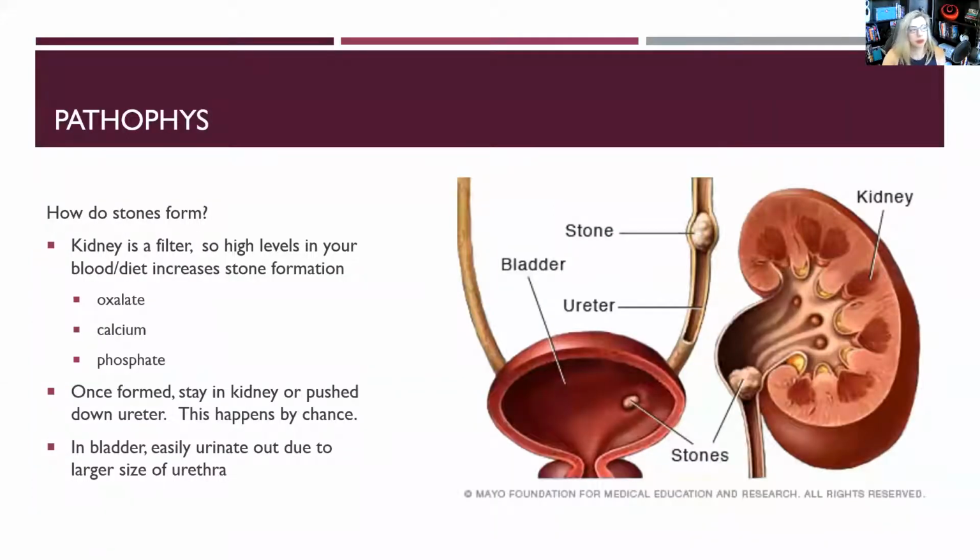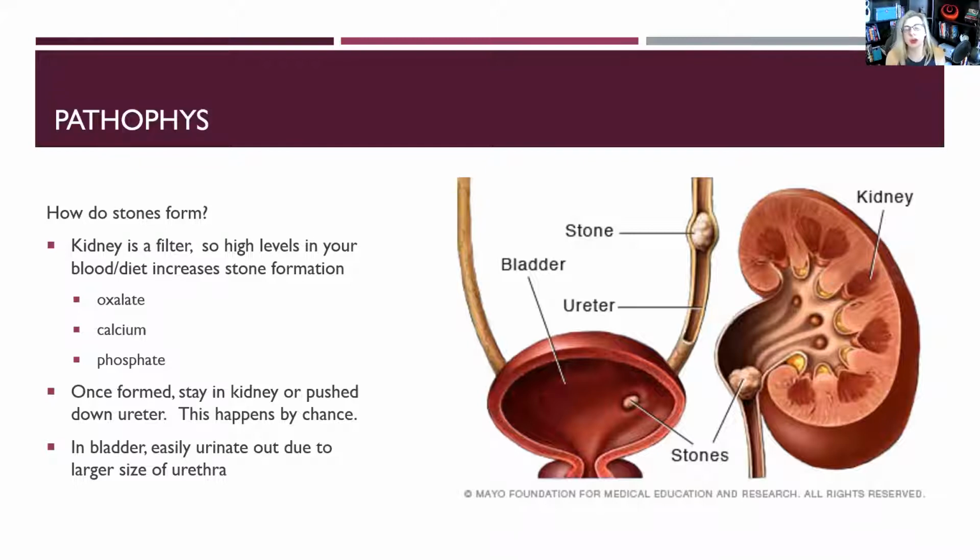All right, a little bit about the pathophysiology of stones. How do they form? They're always forming in the kidney. They do not form in the ureter. They do not form in the bladder. Bladder stones and kidney stones are separate. The kidney is basically a big filter. So if we have too much of some particular thing, or if we hyperconcentrate a waste product, that is going to develop into a stone. High levels of oxalate, calcium, and phosphate are usually the most common things that stones are made from. And this is what precipitates in the kidney and then becomes a stone.